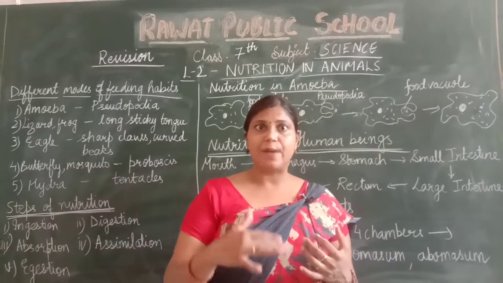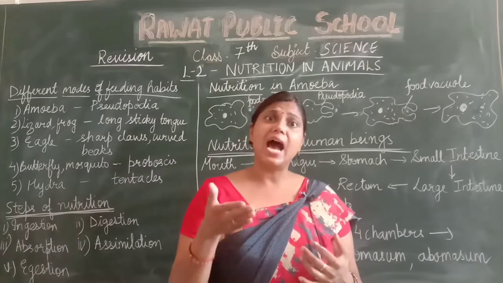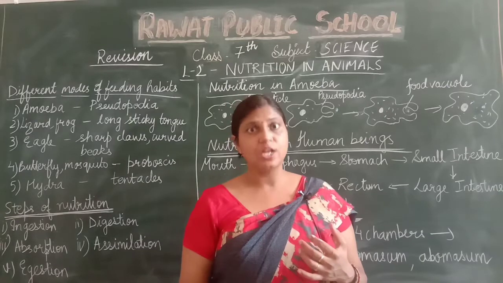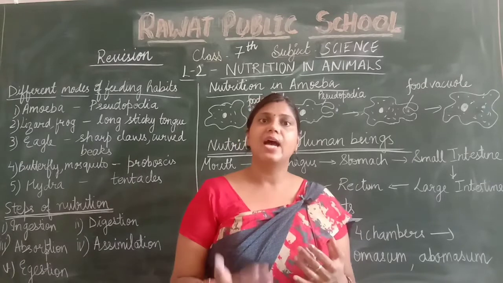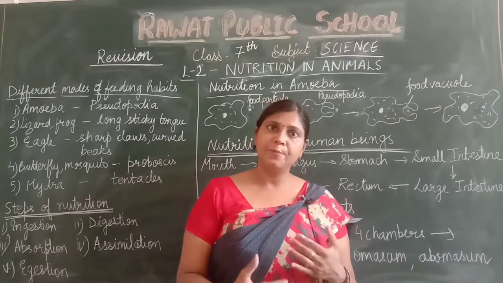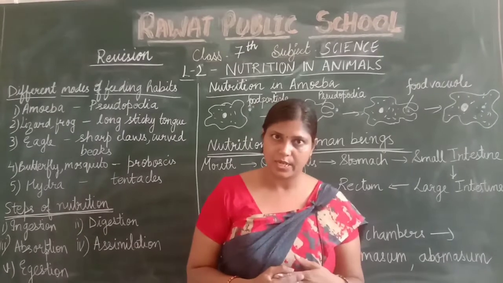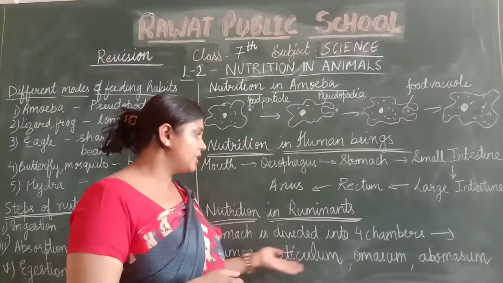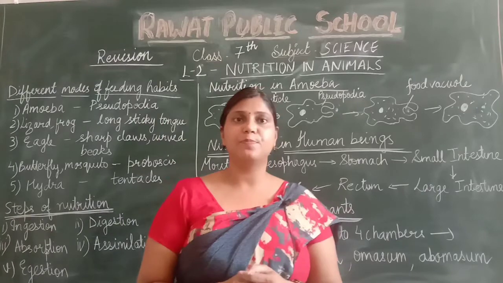Now once again, when the partially digested food comes back to the mouth after passing through the first and second chambers, that food goes into the third chamber of the stomach for the process of digestion, and from there goes to the fourth chamber of the stomach, where the enzymes are present which completely digest the food. So this is how nutrition in ruminants takes place. Again I am explaining.